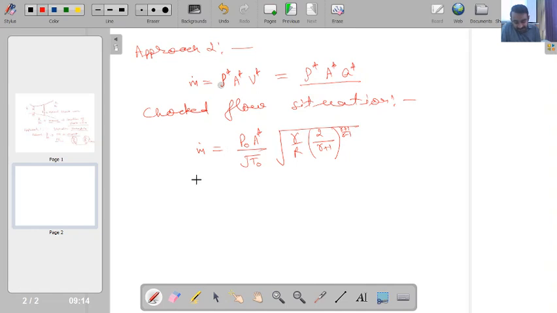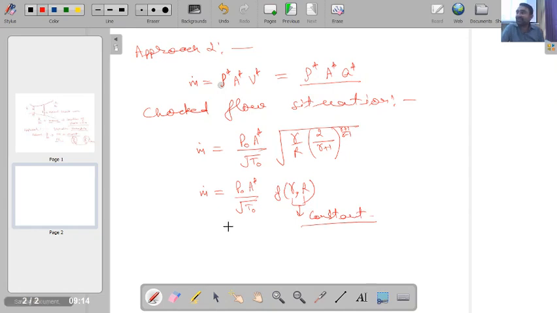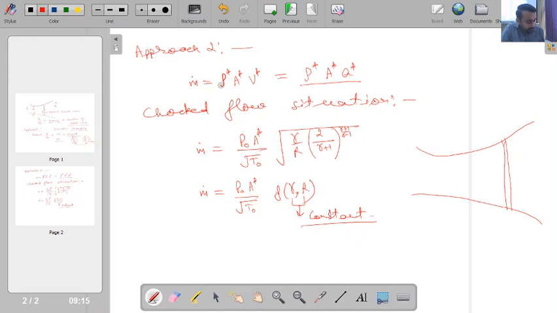So if you see in this situation, what we have is m dot is equal to P naught into A star upon square root of T naught times, and here this entire term is nothing but a function of gamma comma R. Now if you choose a particular calorically perfect gas, then for that particular gas gamma and R will be constant. And for a situation of a nozzle, in case of a nozzle, we have somewhere here occurrence of the normal shock wave.